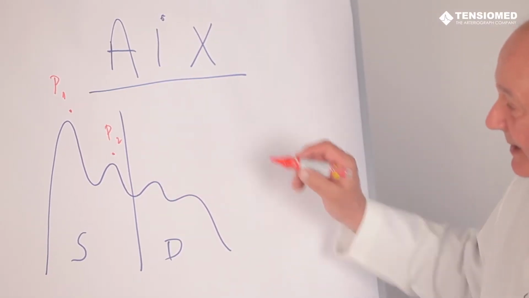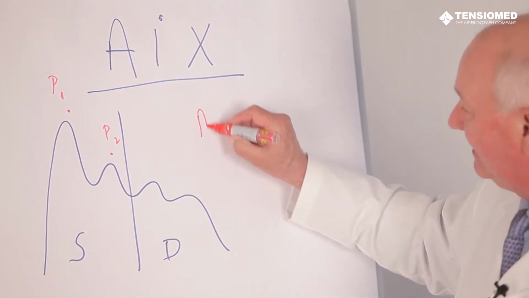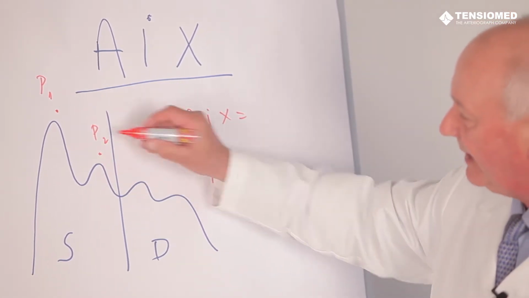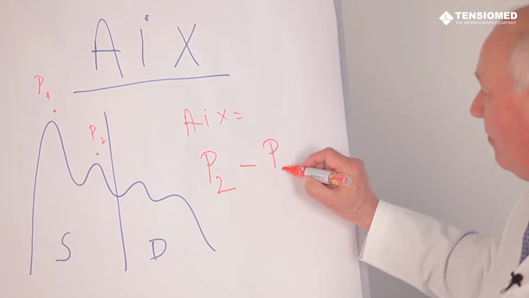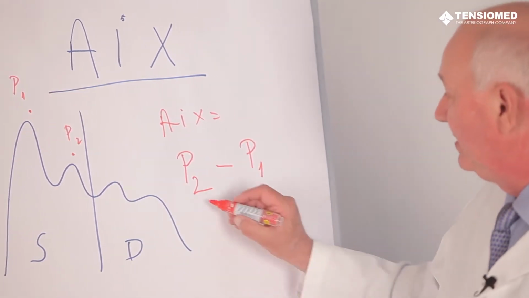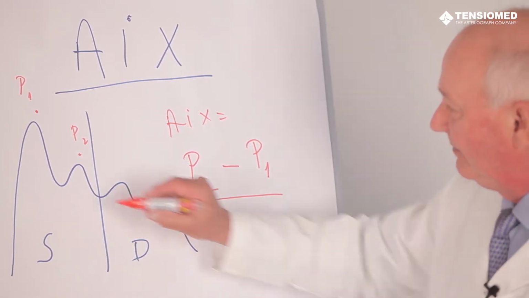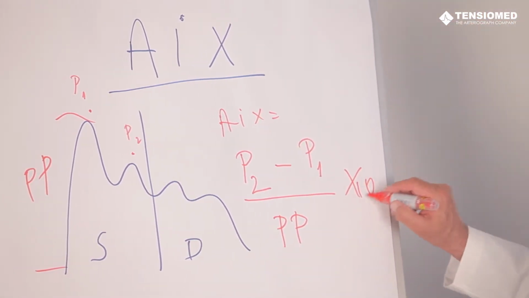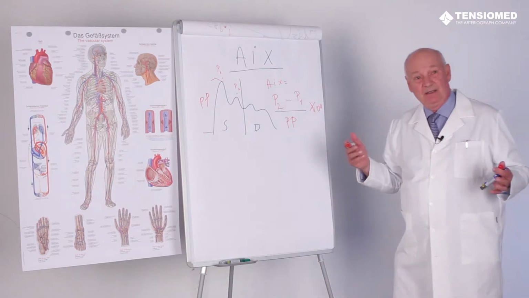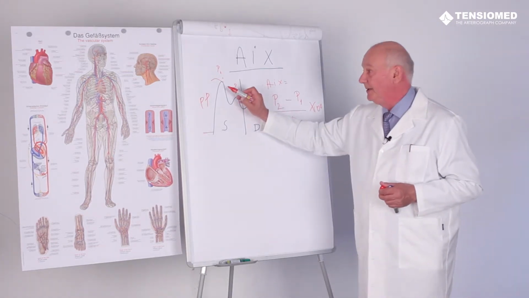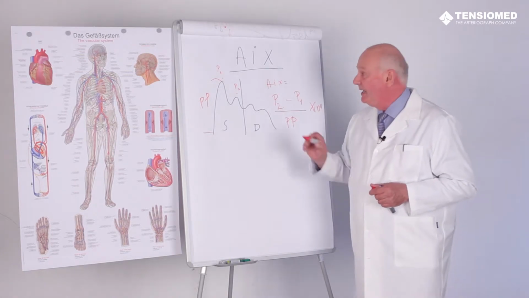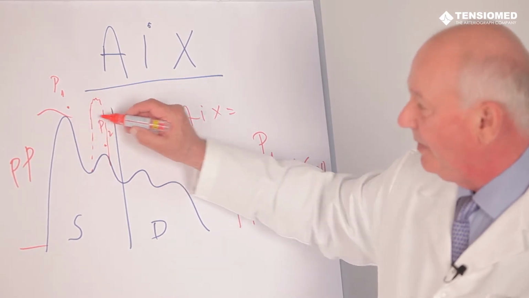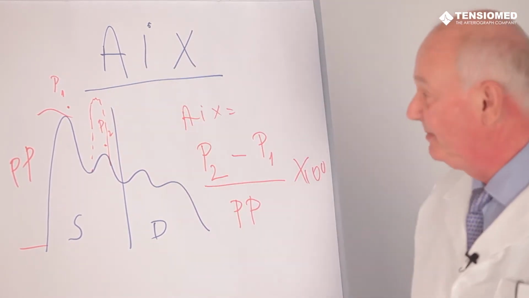And the formula of the augmentation index says that AIX equals P2, the reflected wave pressure amplitude, minus P1, the direct wave pressure amplitude, divided by the pulse pressure, which is the difference between the systolic and diastolic pressure, and multiplied by 100. Obviously, in this case, because P2 is lower than P1, the AIX will be negative. If P2 increases, once it reaches the level of P1, it will be 0, and then it will be positive.